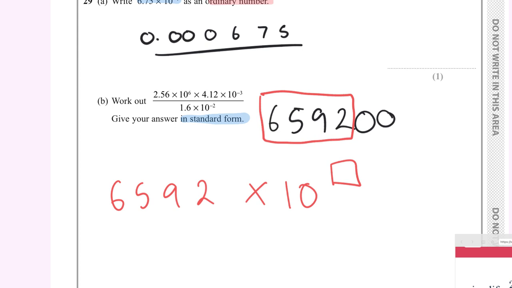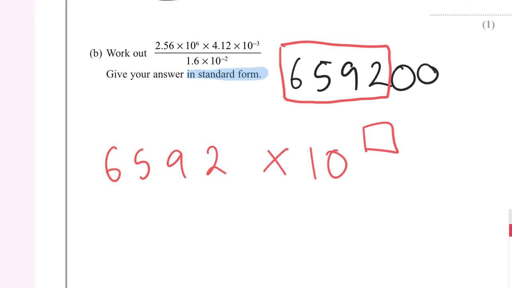Standard form is really strict on its rules. Your number needs to be 1 or more, as in this number here, but it can't be 10 or bigger than 10. So it goes up to 10, but doesn't include 10. It has to essentially be a single digit number, if that makes sense, but it can be a decimal. So, for example, in the one at the top, it was 6.75. We need to put our decimal point in the right place that makes it between 1 and 10. The only place it's going to work is here. This is where our decimal point's going.